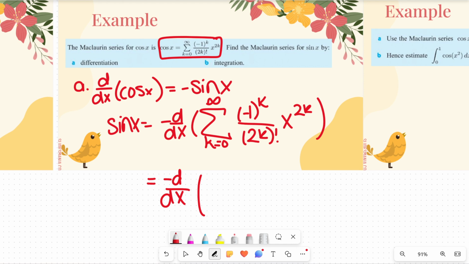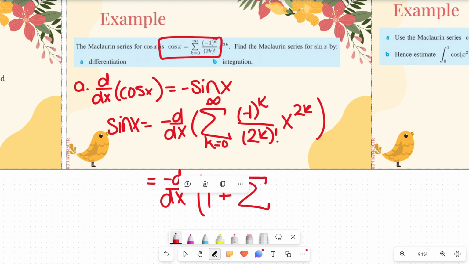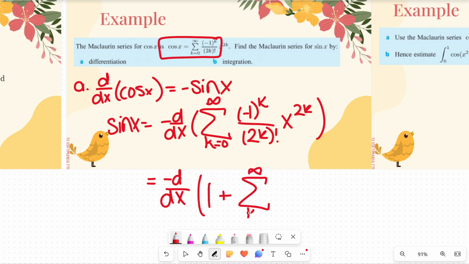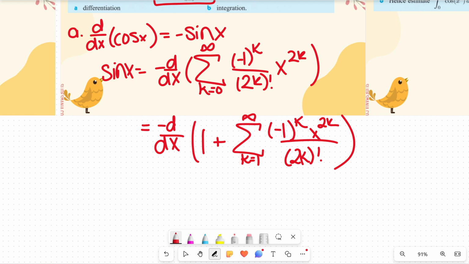So if I plug in 0 for this, I have negative 1 to the 0 power, and then I have x to the 0 power over 2 times 0 factorial. So this is just going to simplify down to 1, and then my summation is going to start at 1 now because I'm pulling that first term out. Again, you'll see why we do this later, but for now, we'll get in the habit of just separating out that first term.